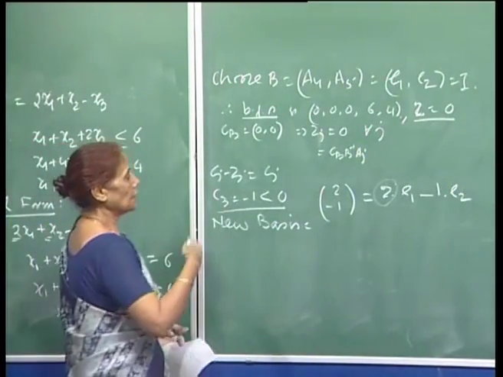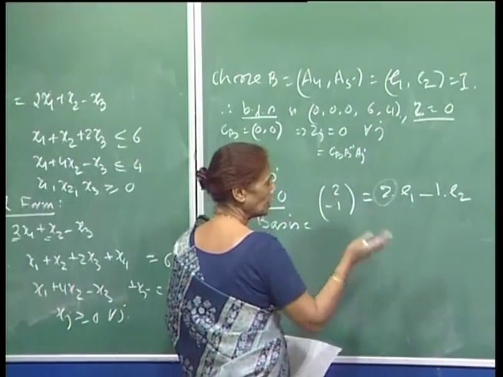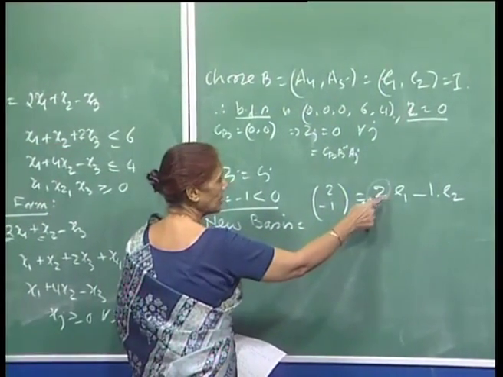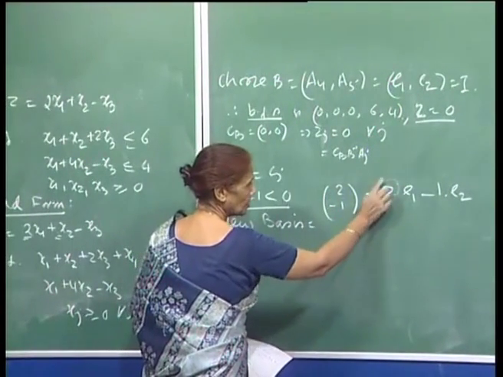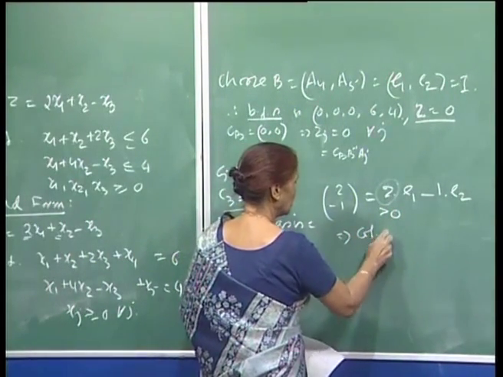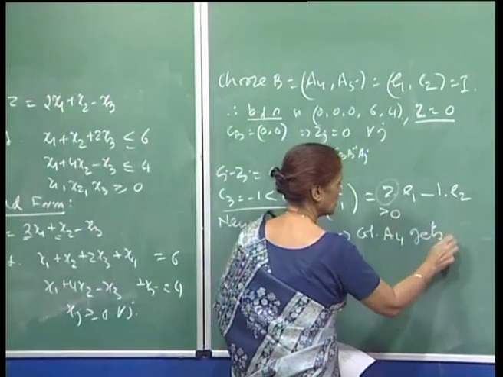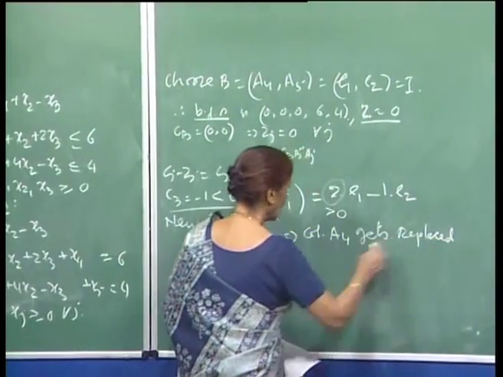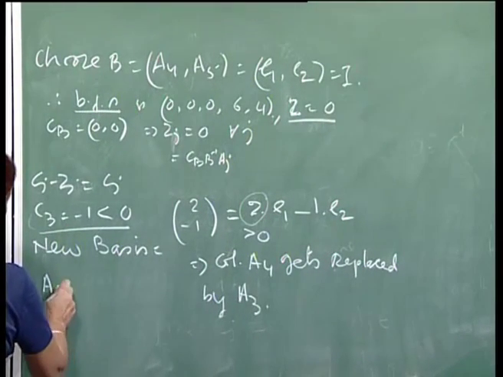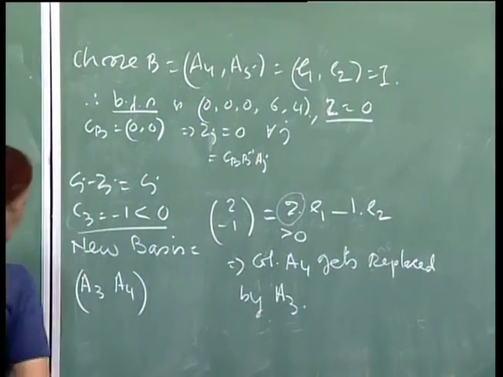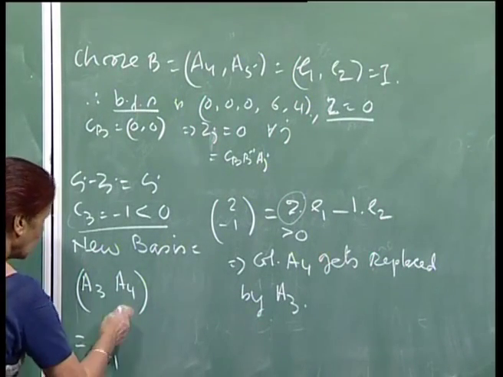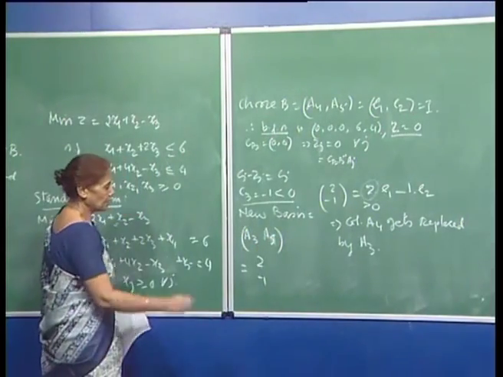We use the positive Yij. There is only one positive Yij, the other one is negative. So there is no need to take the ratio and compute the minimum among all Yij's which are positive. So this simply tells me that E1 will get replaced, because this coefficient is positive, greater than 0. So this implies that the column A4 gets replaced by A3. And therefore your new basis is A3, A4, which you can write as A3 is 2, minus 1, and A4 got replaced, so this is A5, 0, 1.